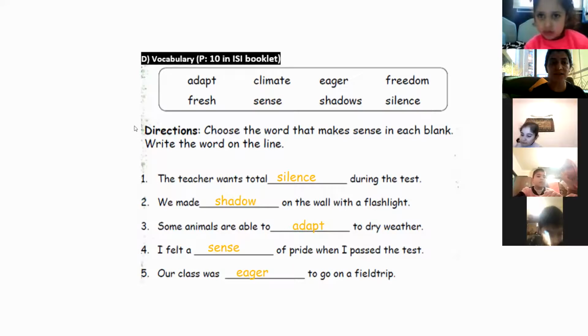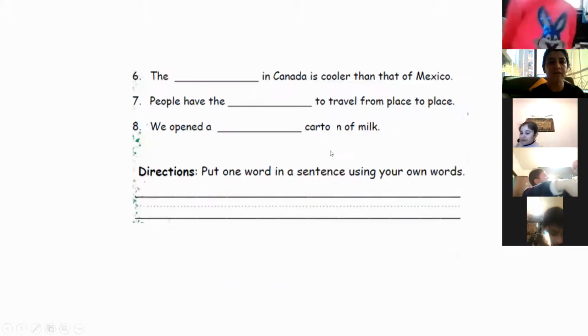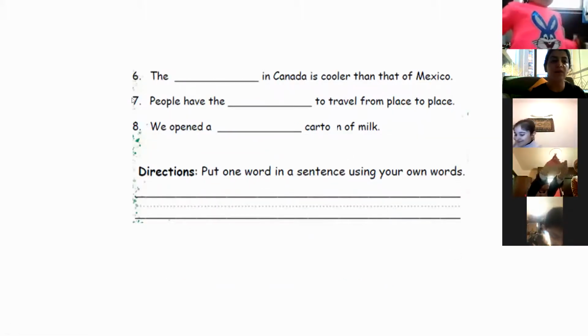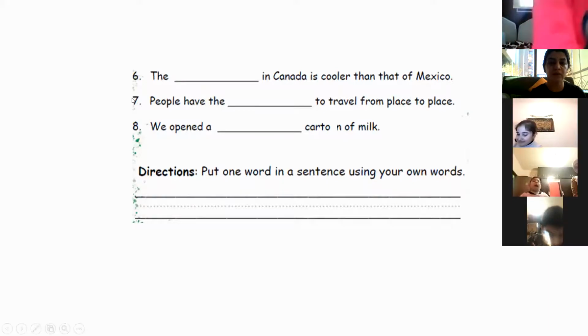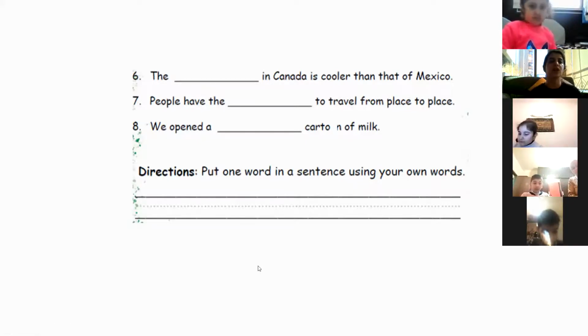Okay. Did you understand? Yes. So what does the word eager mean? Eager means wanting to do something. Okay, say it. Wanting to do something. Noor Khazan, number 6. Ali Haider, number 7. Start, Noor.